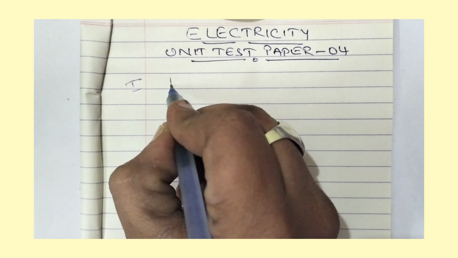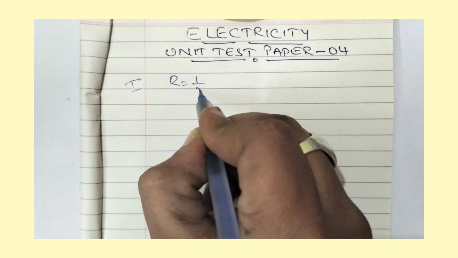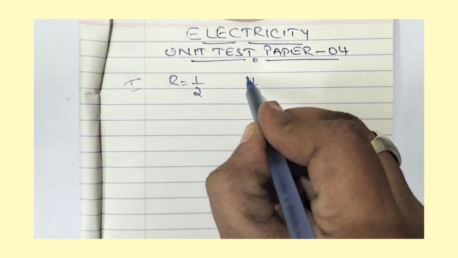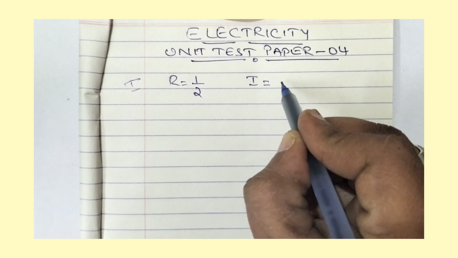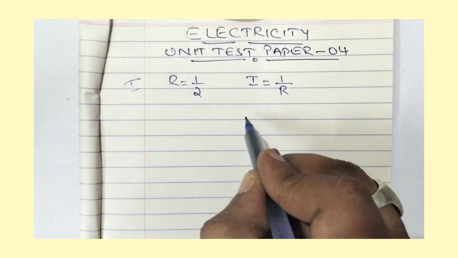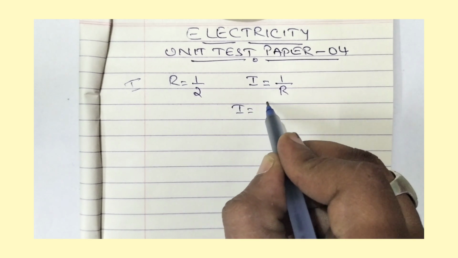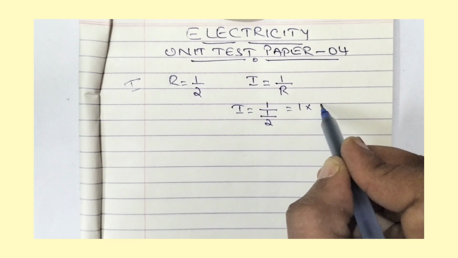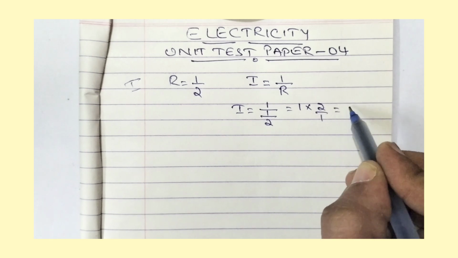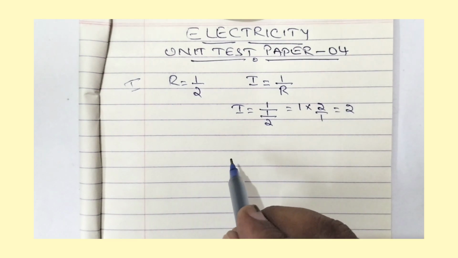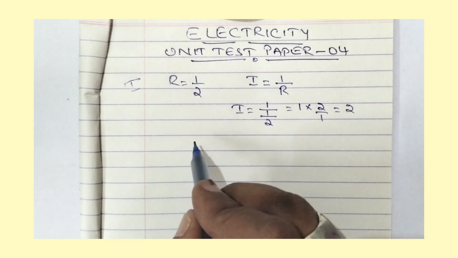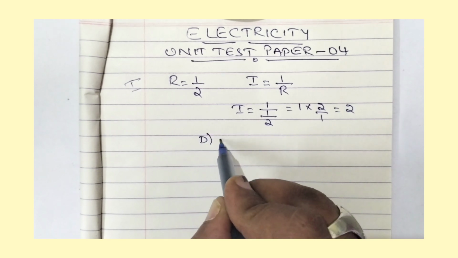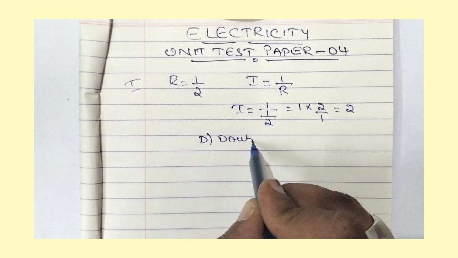So resistance will become half. If the resistance will become half, what about the current? So current is inversely proportional to resistance. So I is equal to 1 divided by 1 by 2, that is 1 into 2 by 1, that is equal to 2. Therefore, as resistance becomes half, the current will get doubled. That is option D. Answer is double.